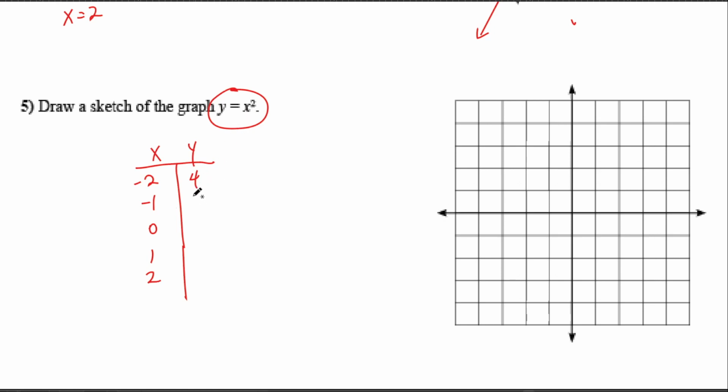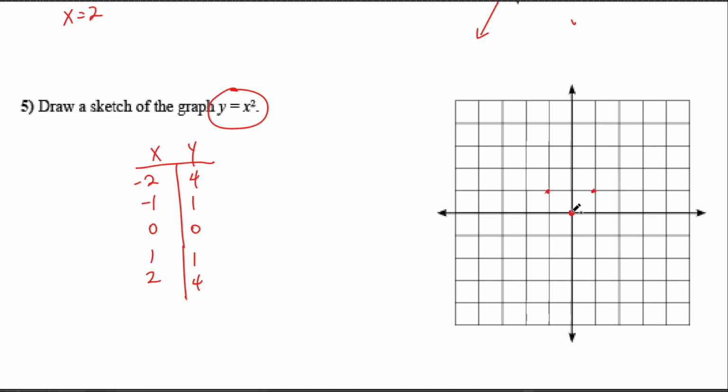Put in a -1. If you square a -1, you get a +1. Put in a 0, you get a 0. Put in a 1, you get a 1. Put in a 2, you get a 4. So this should help you graph this if you weren't sure what it looked like. So let's do the origin first. 0, 0. Starts right there. And then you got a -1, 1, and you got a +1, 1.